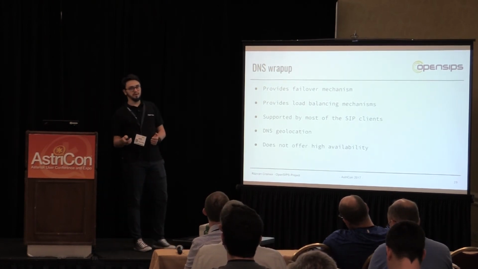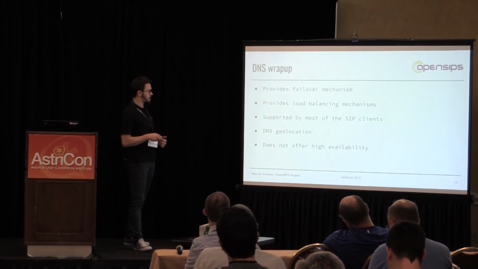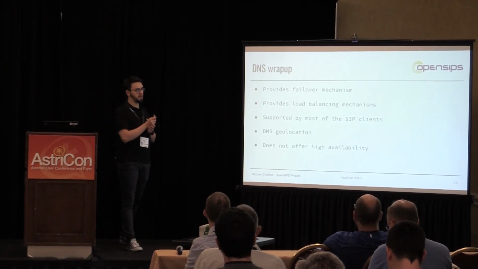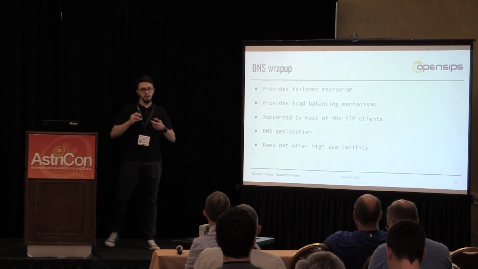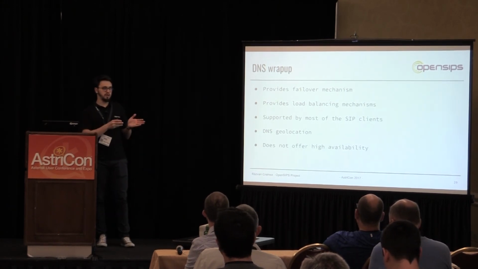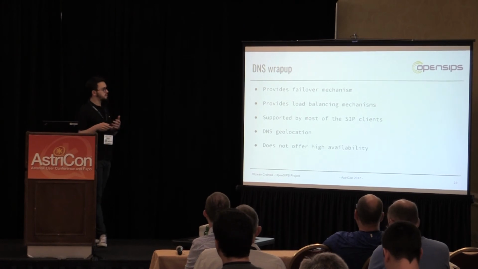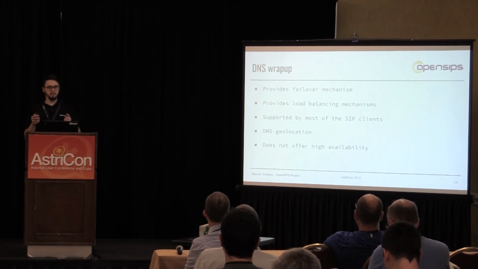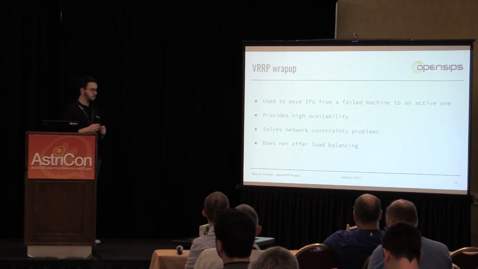There's also some nice DNS extensions, for example, like geolocation. You can pick a server based on the location of the IP. So you can get the server that's closer to you and do failover in case that goes down. And so DNS is quite an interesting and a must-have solution in your network.